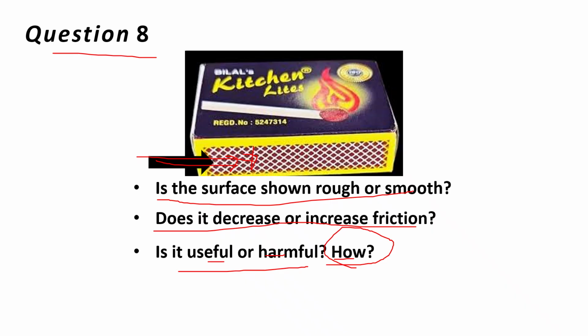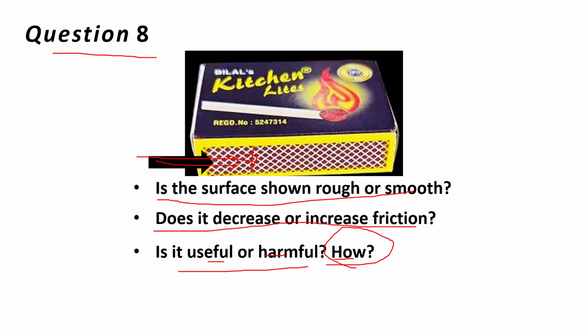So 3 parts. First, is the surface shown by the black arrow rough or smooth? Second, does it decrease or increase friction? And third, is it useful or harmful? And how? This how you have to write in one simple line. Otherwise, all are one word.